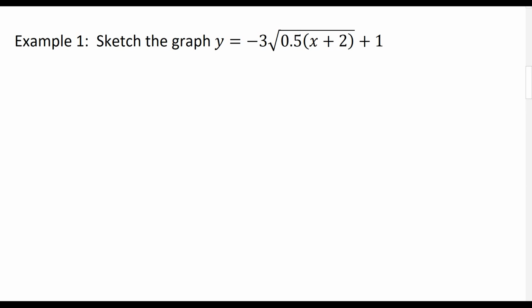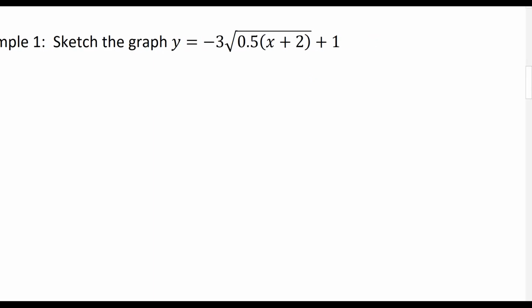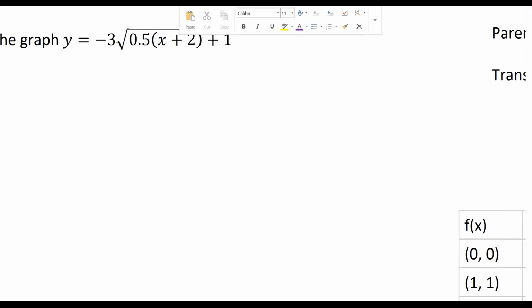In this example, we're going to see how we can sketch the graph y equals -3 square root of half of x plus 2, plus 1. So every transformation we could have is almost here. I just have some graph paper off to the side.